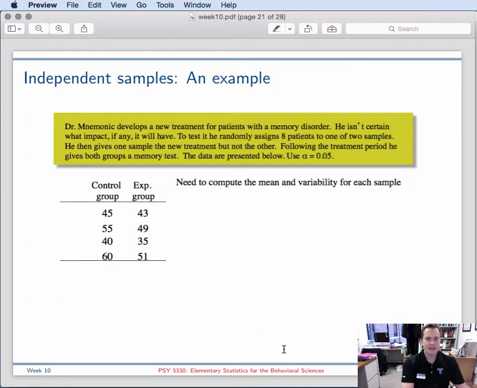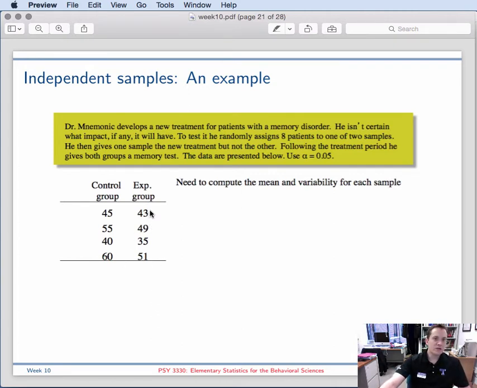So let's go through a quick example, and then I'll also show you how to do this example in SPSS. So Dr. Mnemonic develops a new treatment for patients with a memory disorder. He isn't certain what impact, if any, it will have. To test it, he randomly assigns 8 patients to one of 2 samples, a control group and an experimental group. He then gives one sample the new treatment, but not the other. Following the treatment period, he gives both groups a memory test, and these data are presented down here. We want to use alpha equals 0.05. So here's your 2 groups.